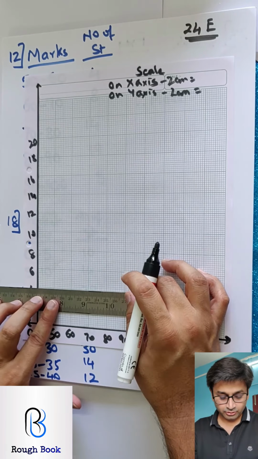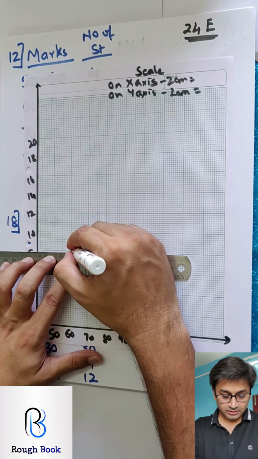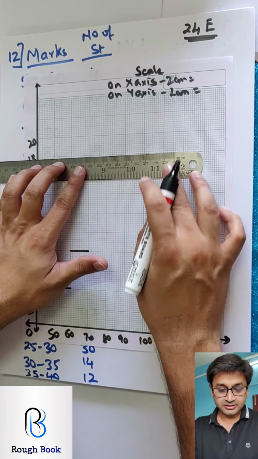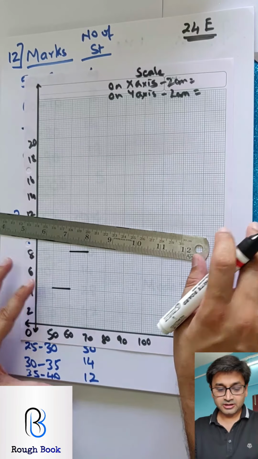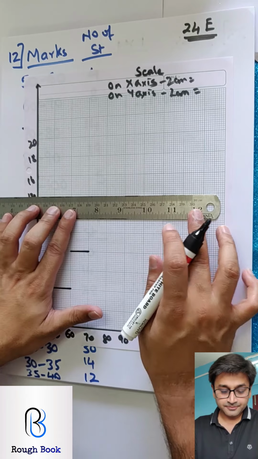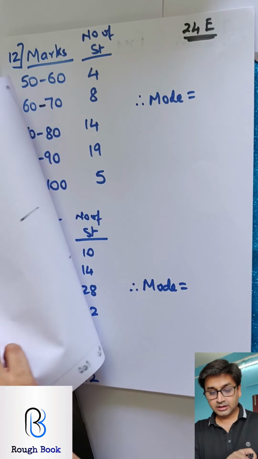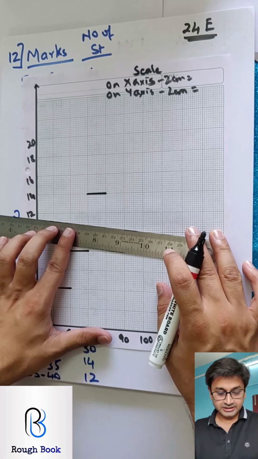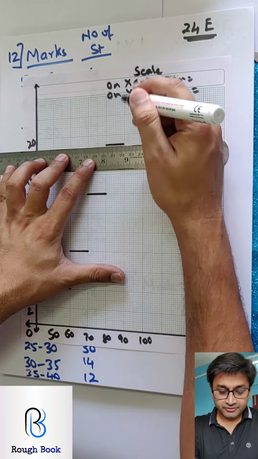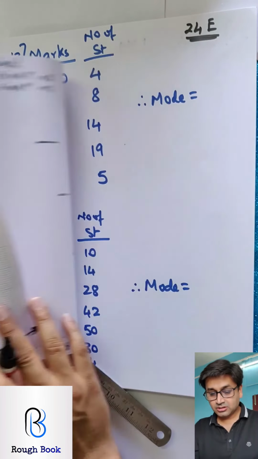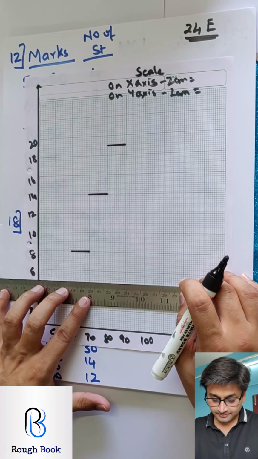So right over here 4. Next one 8. The third one is 18. Am I right? 4, 8, 18. Sorry, 14. 4, 8, 14. It's better to check, recheck rather than going wrong. And then 19 and 5. So 19 where it goes exactly in the middle. And finally, how much? 5. So 5 will be between 4 and 6.